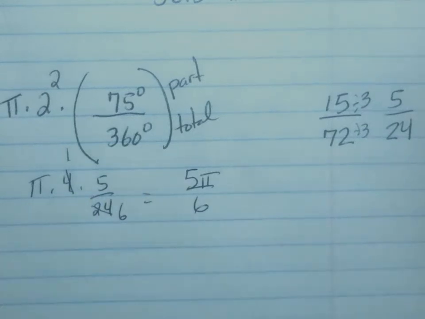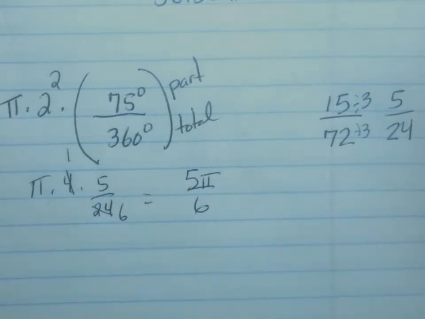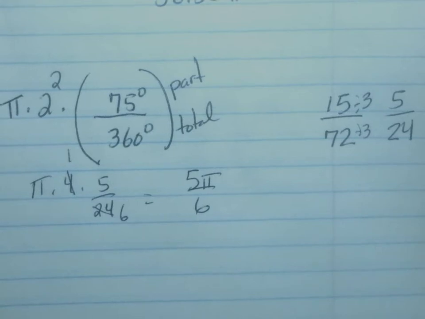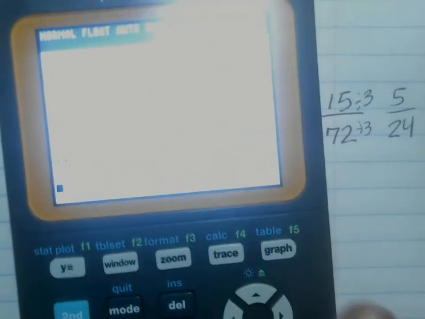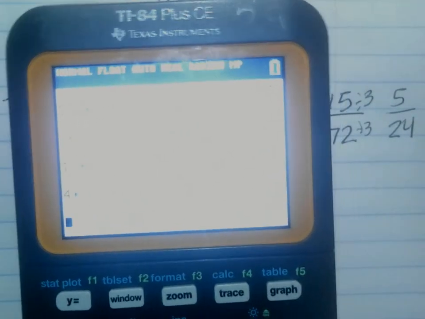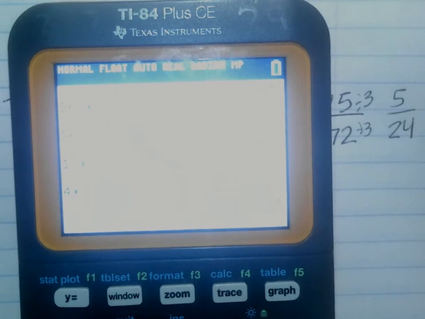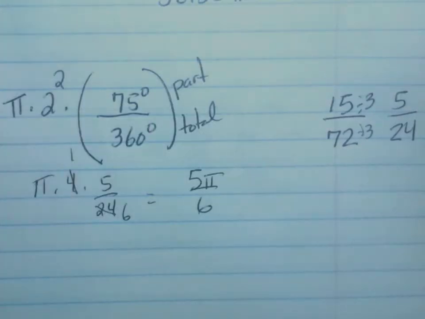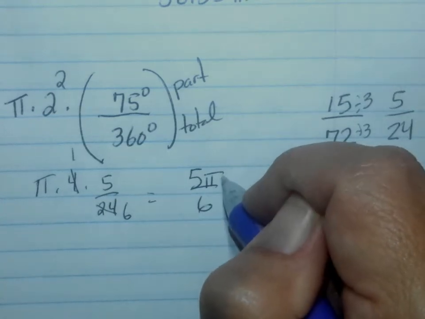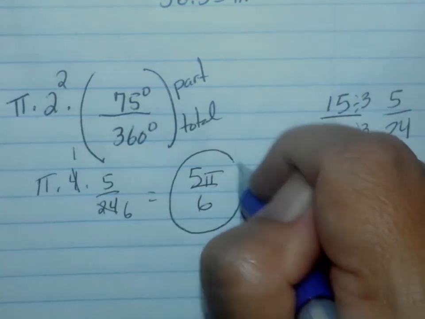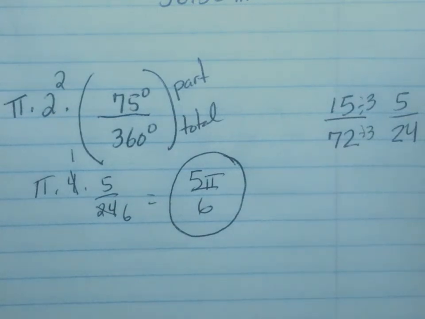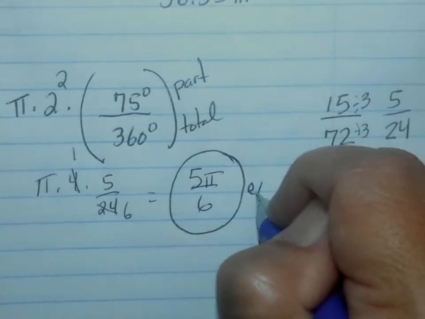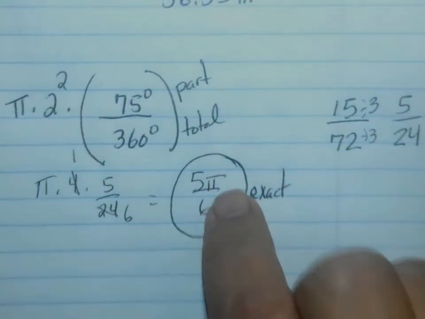That's me doing a lot of simplifying in my head. I can literally take 4 times 75 divided by 360 and get this decimal, 0.833333, and then use the math button of my calculator and go over to fraction, and I'll get 5/6. So that represents the area of the sector. And that would be an exact answer because we're leaving the pi in there.